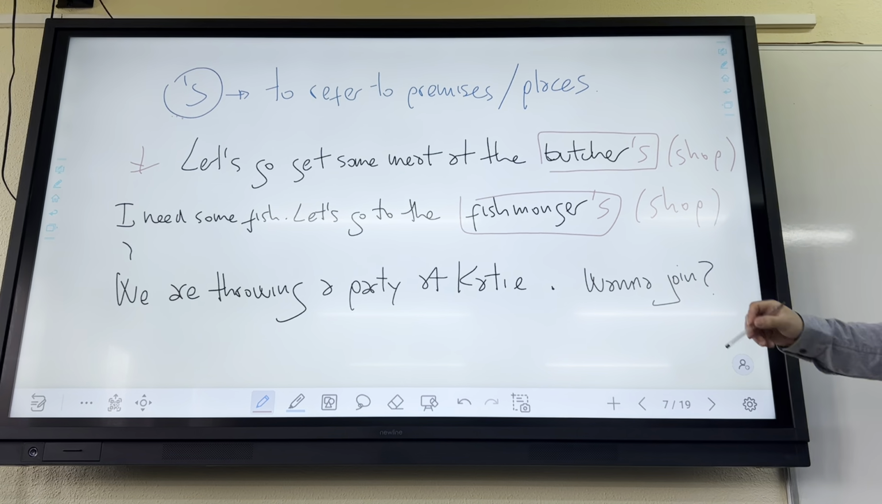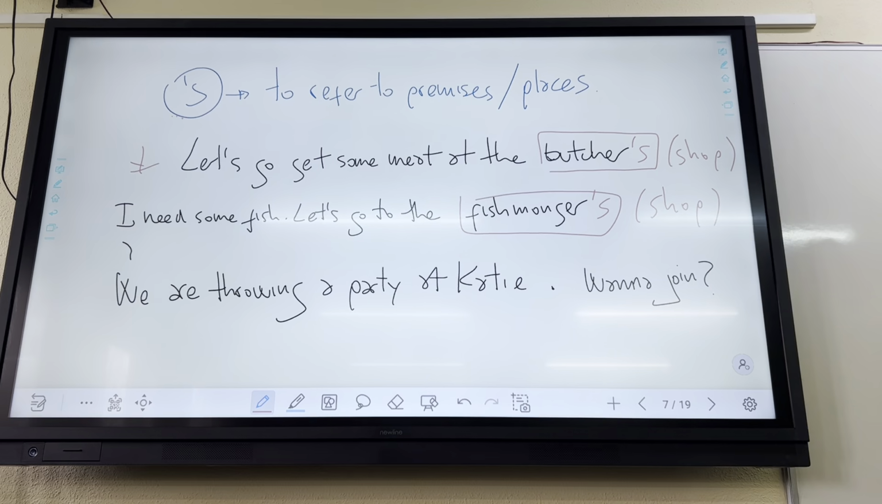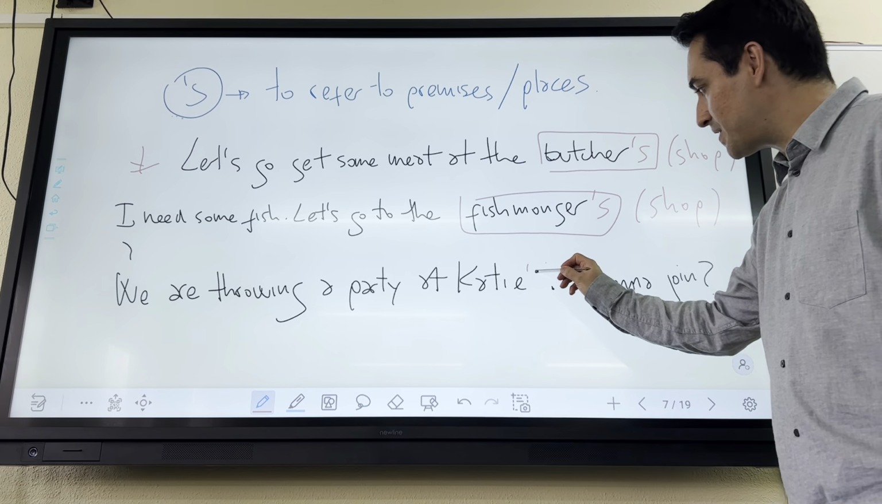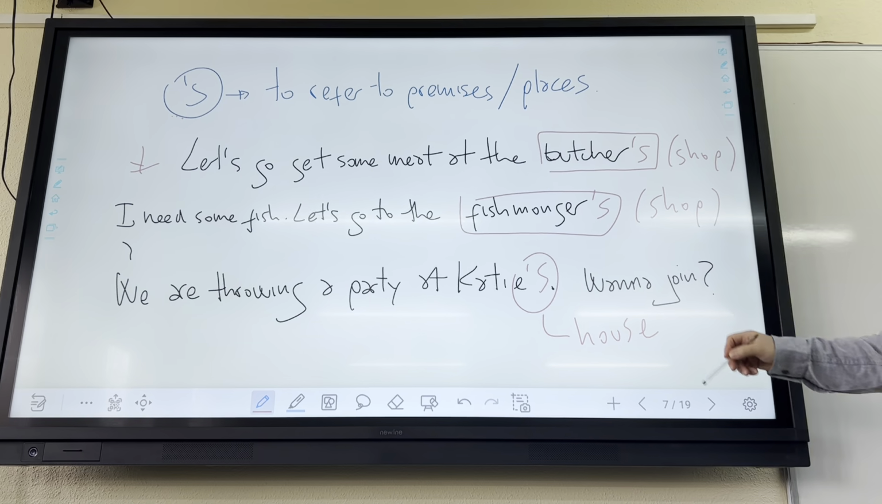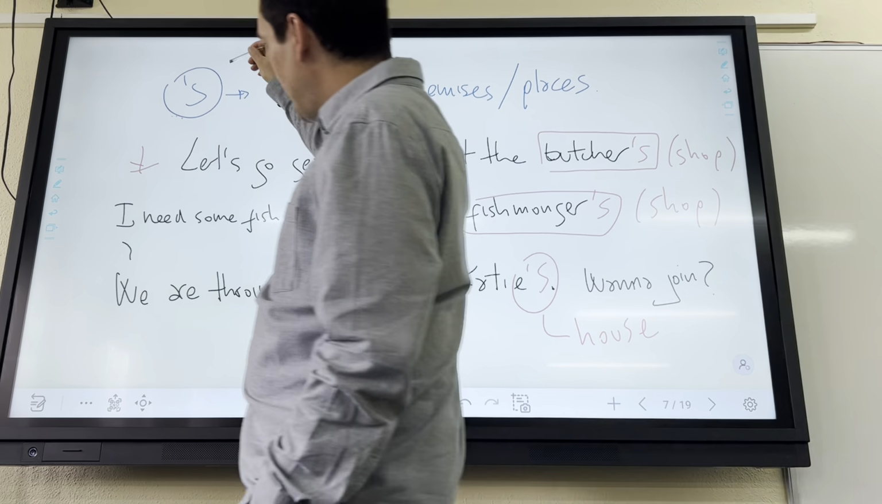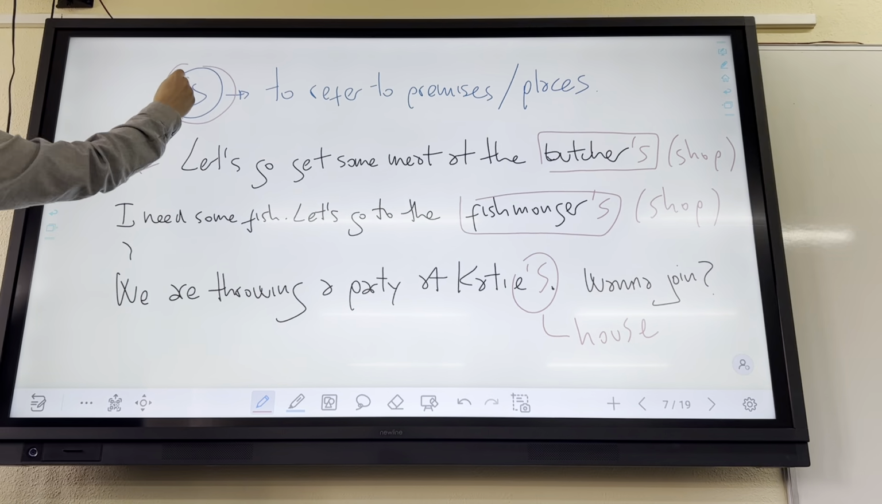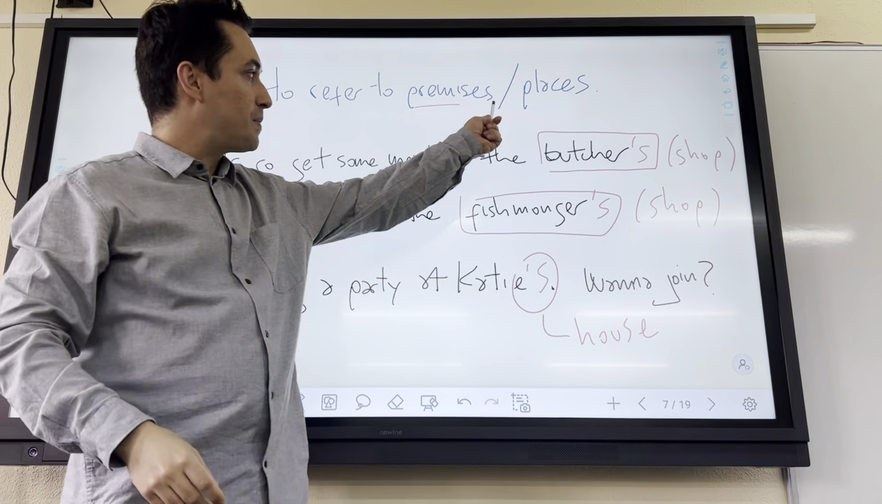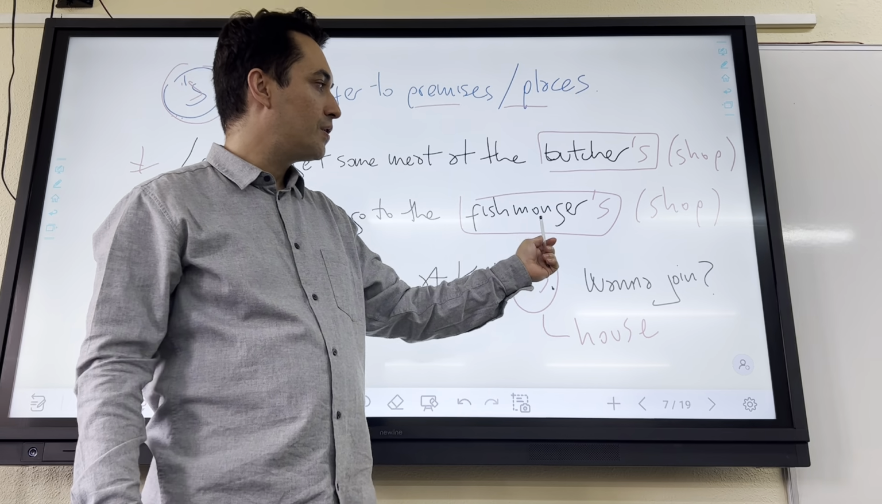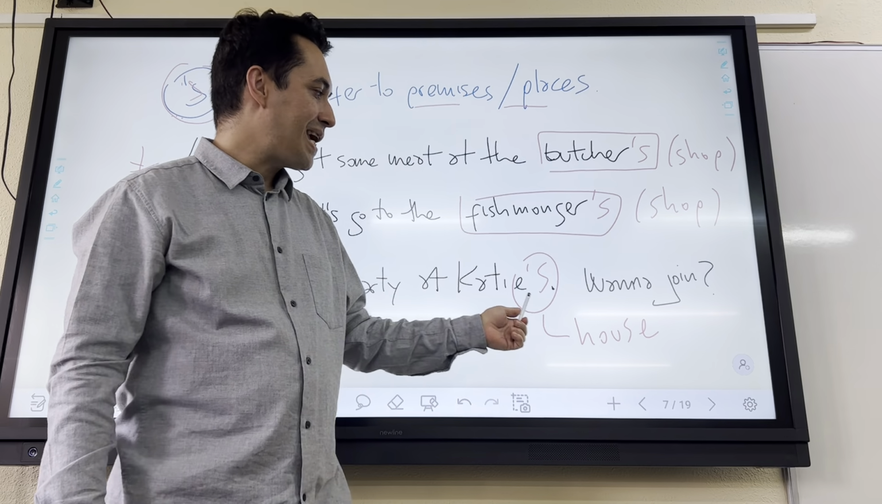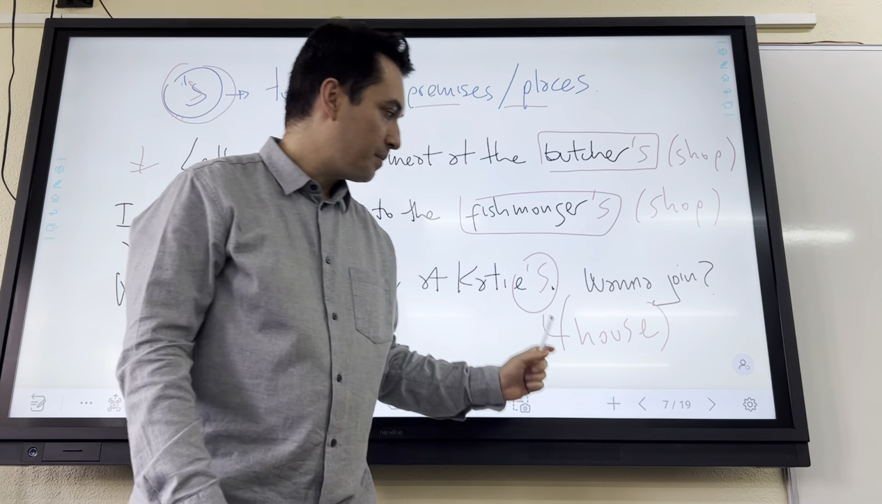We're throwing a party at Katie. Want to join? Katie's. In this case, Katie's means Katie's house. So remember, we use the possessive apostrophe S to refer to premises, places. So butcher's means butcher's shop. Fishmonger's, fishmonger's shop. Katie's house. We don't say house, but we know.